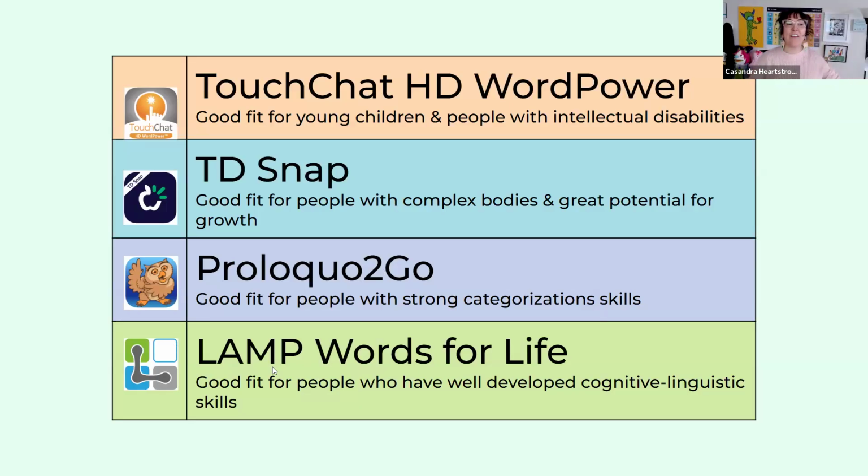And LAMP Words for Life is a great fit for people who have well-developed cognitive linguistic skills. They have a ton of language here, but not a lot of language here. Because in LAMP, you can get to all thousands of words in 3 taps. Whereas in Touch Chat or TD Snap or Proloquo, to get to all of your words, you might be doing 9, 10 taps to get there. So LAMP is hyper efficient if you've got language here.